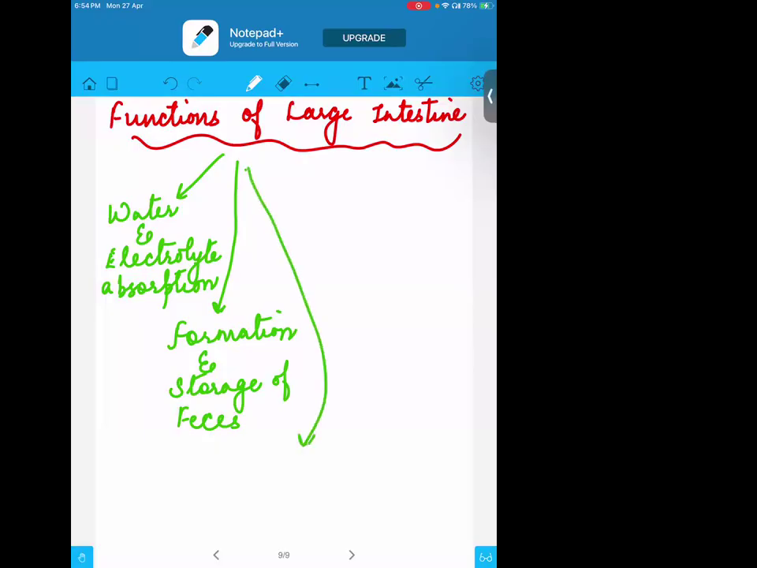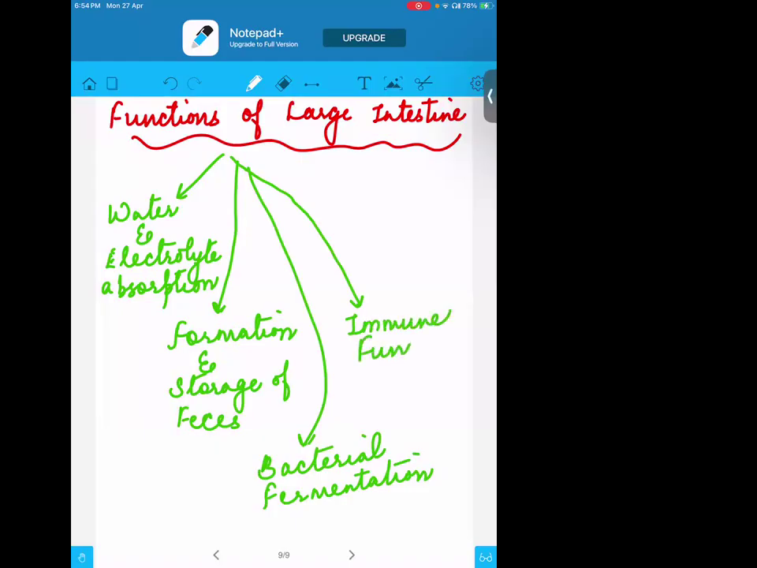Then the next point is they help in the bacterial fermentation so that the useful bacteria can be there and the harmful can be released. Then the fourth point, functioning of the immune system. So when the large intestine is working well, automatically the immune system will work in an appropriate manner. And the last one, they also help in the secretion of the mucus for the lubrication. Lubrication means easy movement of the waste material can happen.